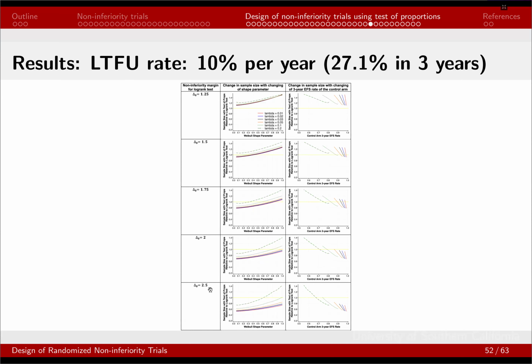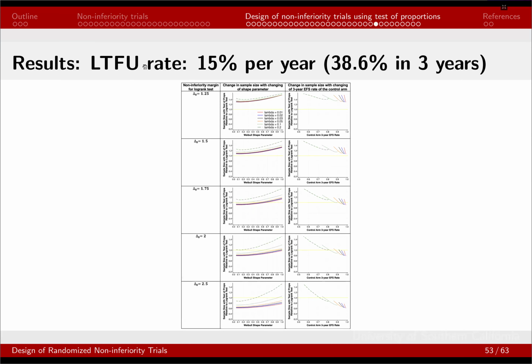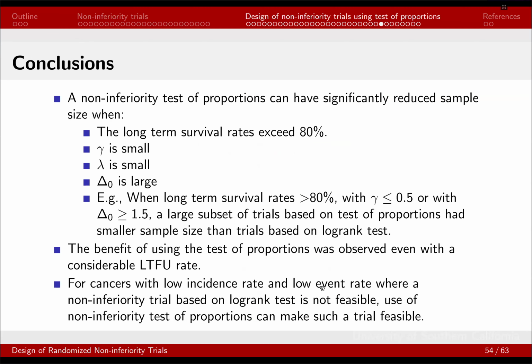ratio, if the hazard ratio margin is large. But if the loss to follow-up rate increases to 15%, which means approximately 40% of the patients will be lost within 3 years, then generally there's not much benefit using tested proportions any longer. But losing 40% of patients in 3 years would be very rare. So these are our conclusions.